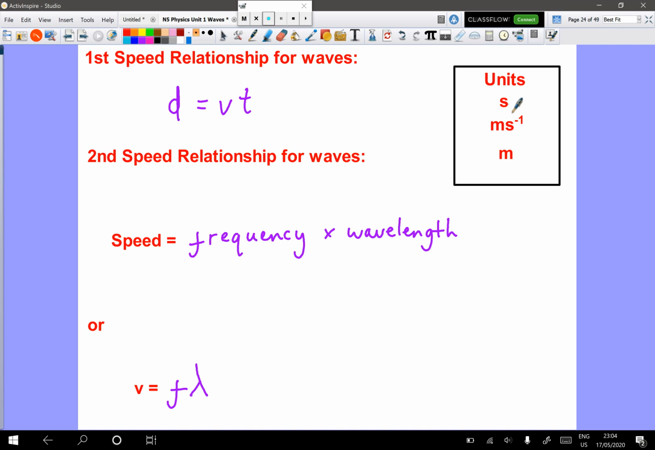So our units for the first relationship were time in seconds, speed in meters per second, distance in meters. Our units here, we still have speed as meters per second. Our frequency we measure in hertz, uppercase H, lowercase z, and our wavelength we measure in meters. So the only real new unit here is this value of hertz for frequency.